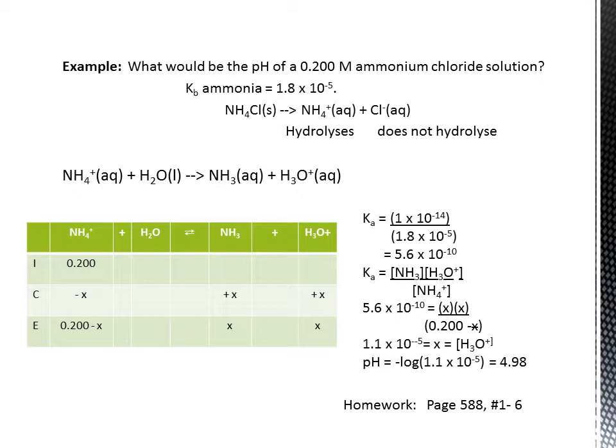Looking at the ICE table, what does x represent here? x represents the hydronium concentration. I can use that directly to get the pH of this solution. At this point, you might want to try some of the questions from your textbook that are listed on the slide.